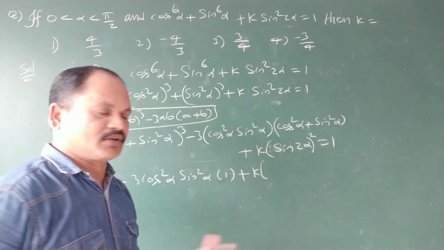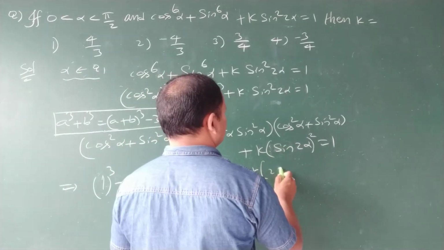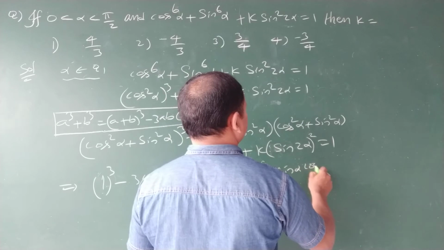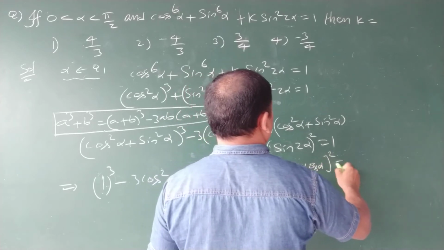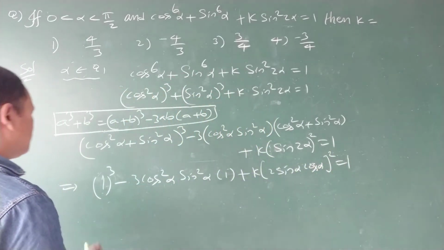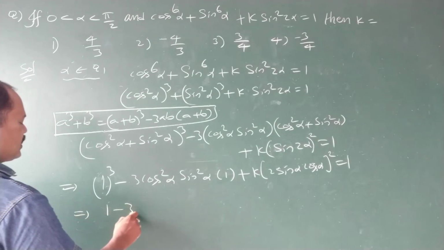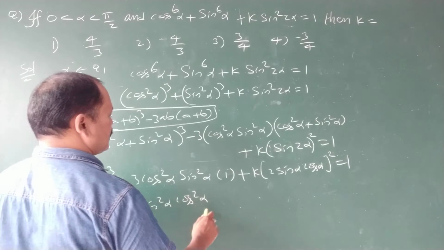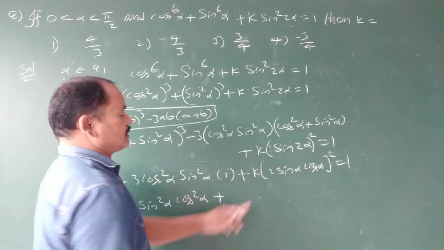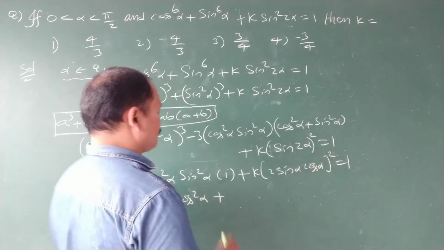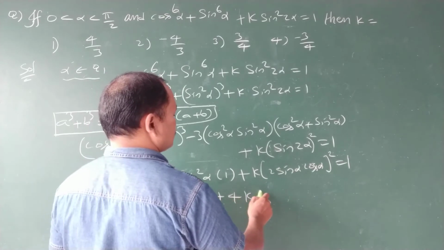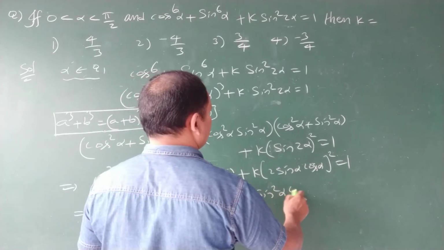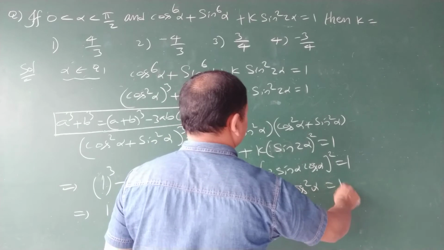Sin 2 alpha is nothing but 2 sin alpha cos alpha whole square, so that is equal to 1. Now this is 1 minus 3 sin square alpha cos square alpha plus, here 2 square is 4, 4k sin square alpha cos square alpha is equal to 1.